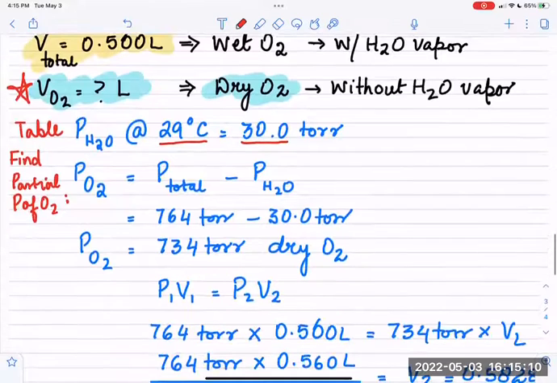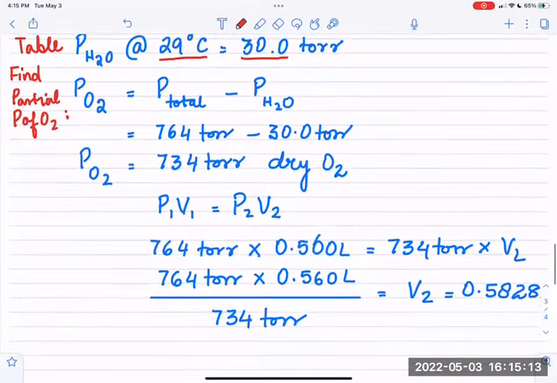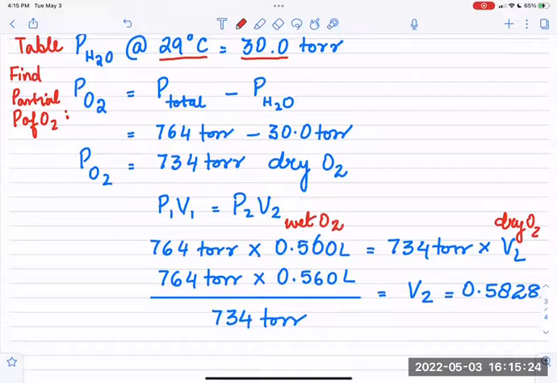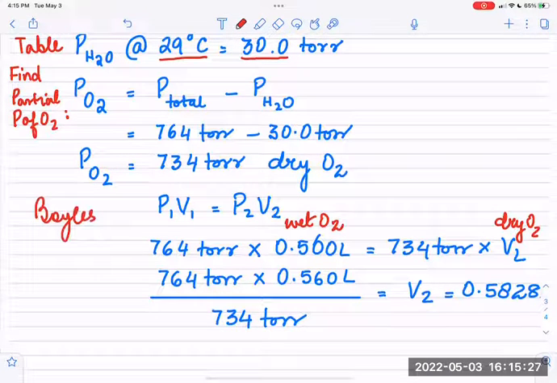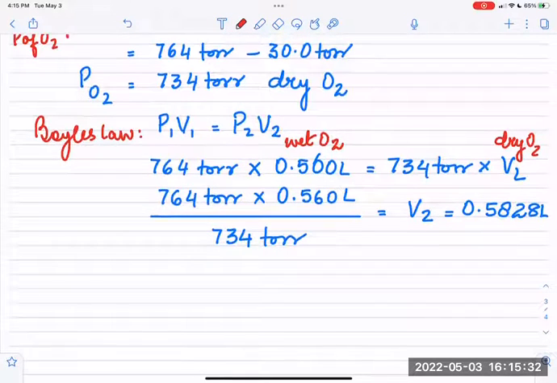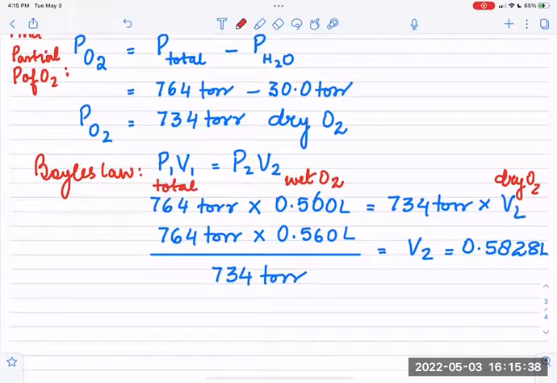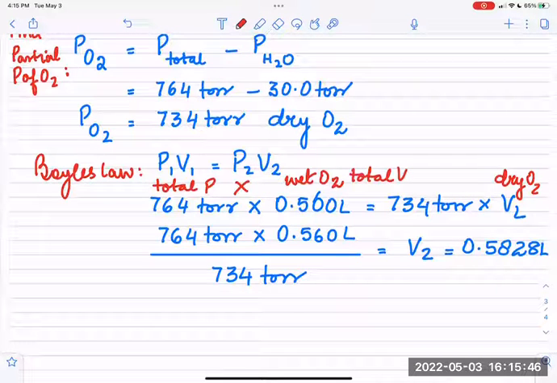The volume with the oxygen is 0.560. The volume without the oxygen is this one. So this is the dry oxygen, and this is the wet oxygen. So we use Boyle's law here, two laws combined together. Boyle's law says that P1V1 is equal to P2V2. So you put the total pressure times the total volume, that's the total volume, is equal to the partial pressure of oxygen times the volume when it's dry.